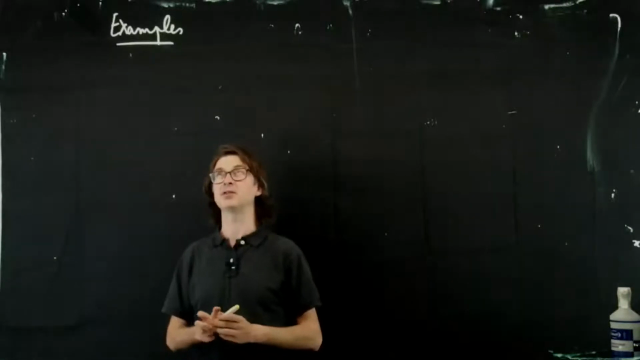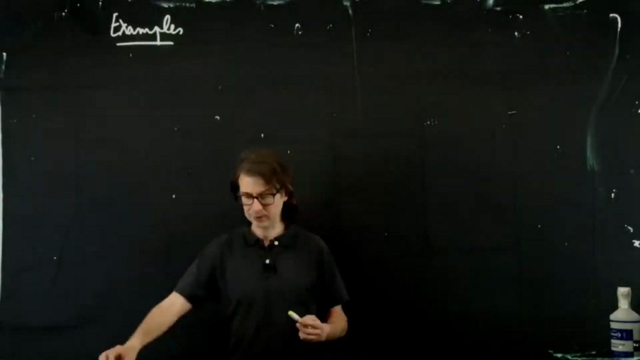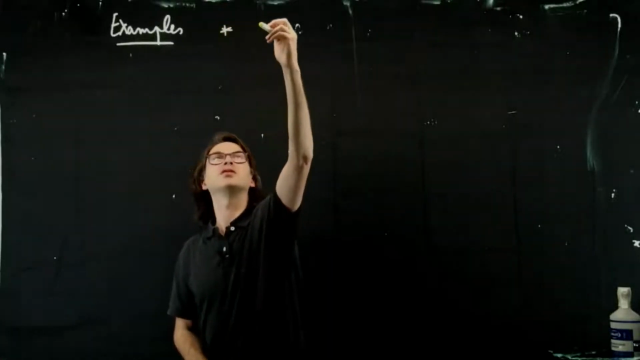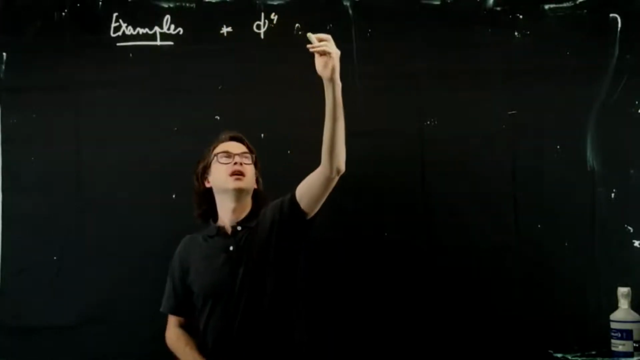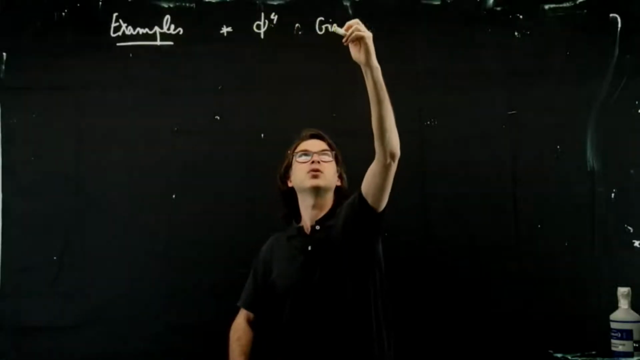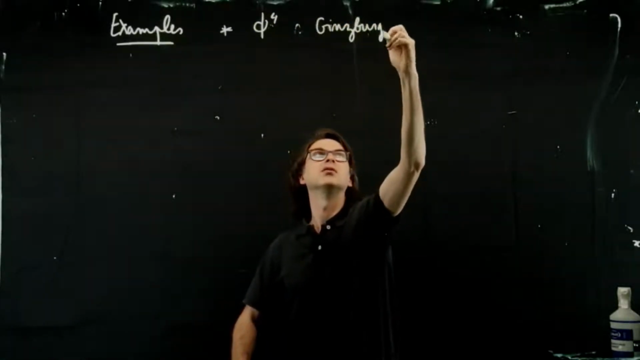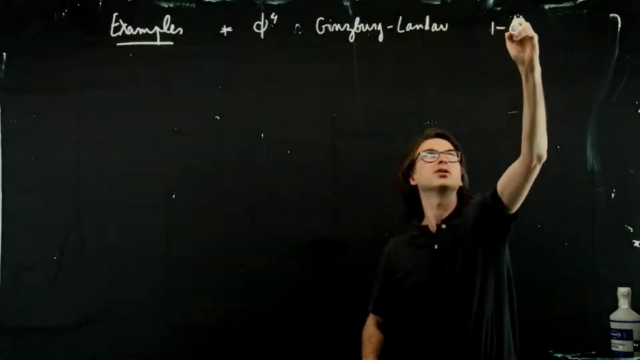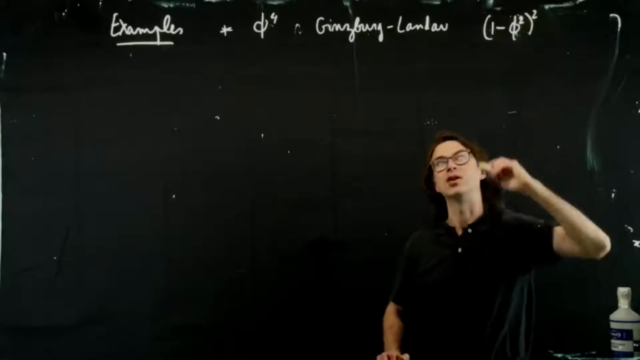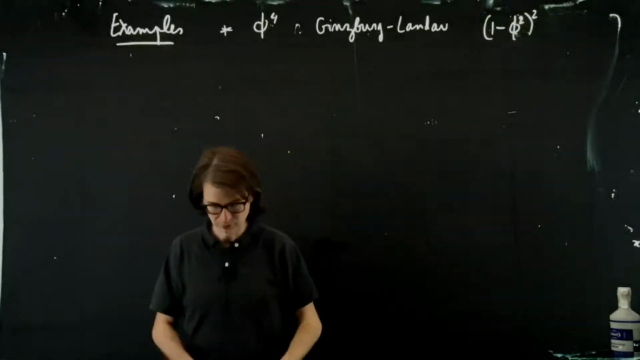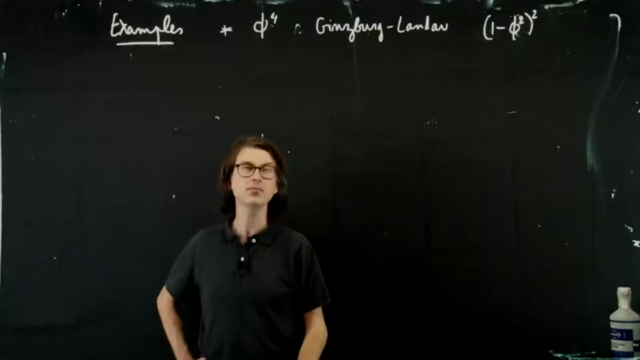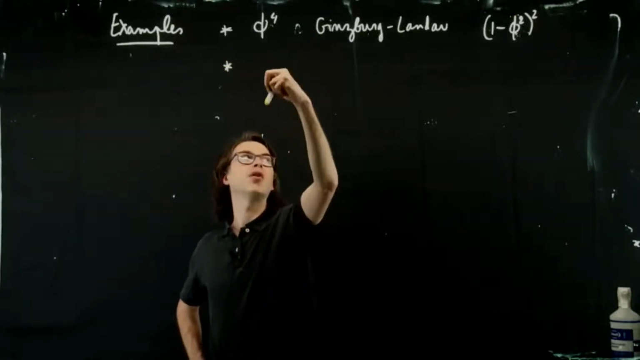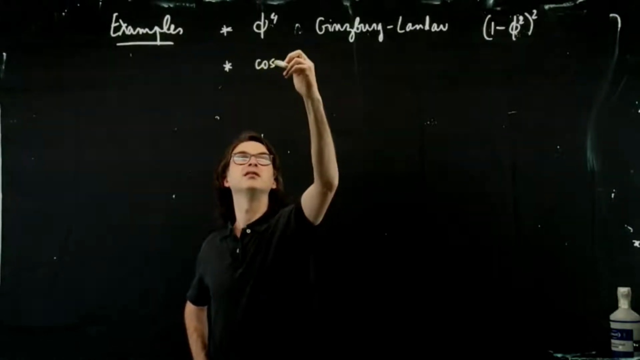So I got a bit carried away. I was about to tell you about examples. So the most famous model is called the phi-4 model, and it corresponds to a Ginzburg-Landau potential, which is 1 minus phi squared, squared. Well, it's the first one you're tempted to write. Then there is the choice u of phi equals cosine phi.